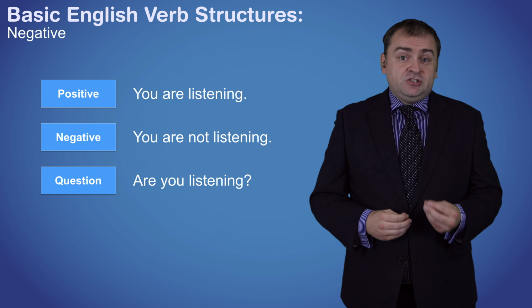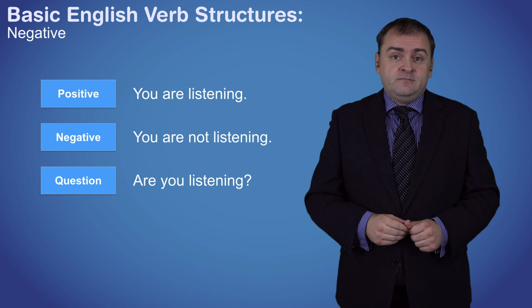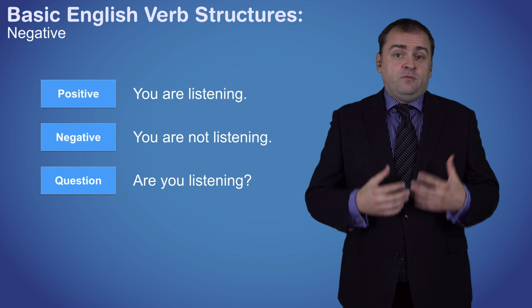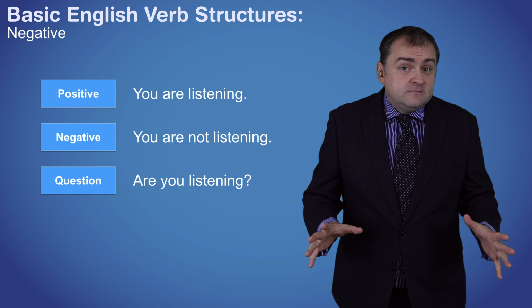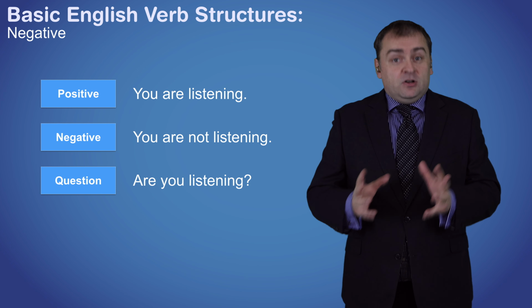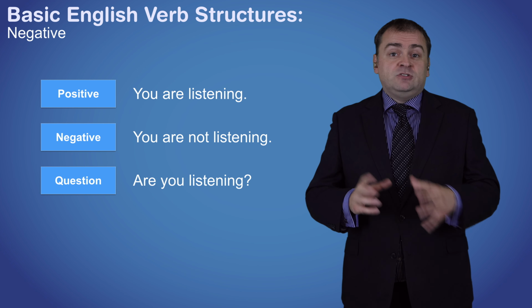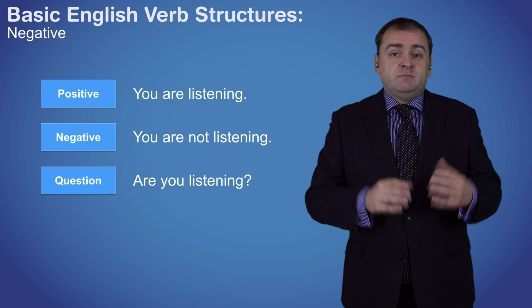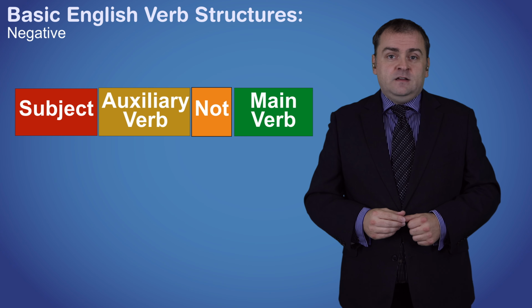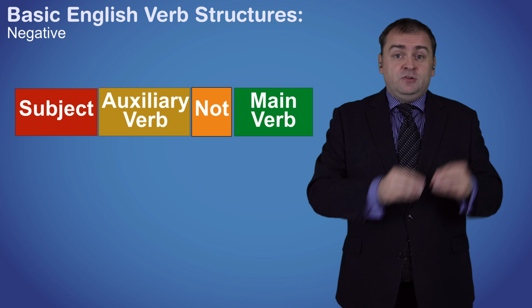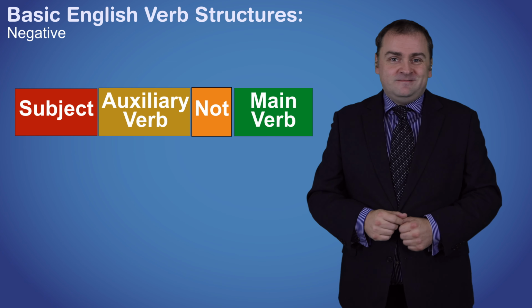The second main structure is the negative structure. We use it when the action of the verb does not happen. The structure is similar to the positive sentences, but we use the word not between the auxiliary verb and the main verb to make it negative. Subject, auxiliary verb, not, main verb.